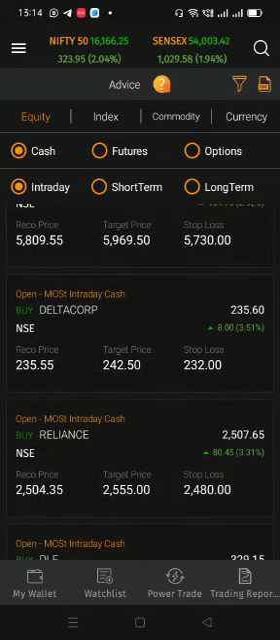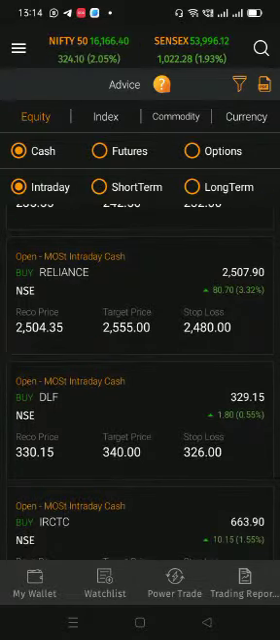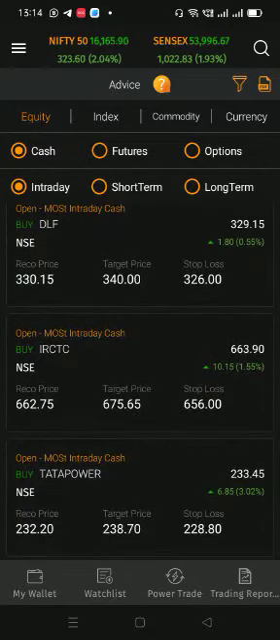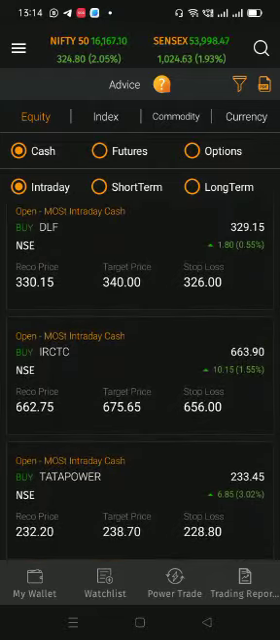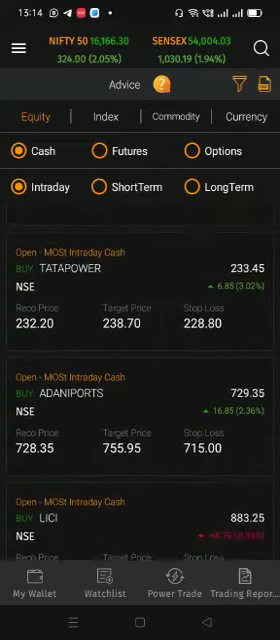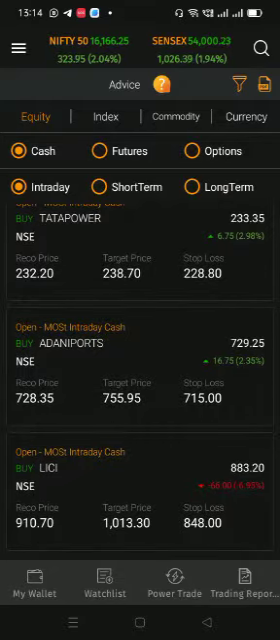Bajaj Finance 5800, target is 5969. This is Delta Corporation, that is 235 to 242. Reliance 2500, 2555. So like this, NSE. DLF 330, target 340. So 10 rupees is margin profit. If you go for 100 shares, you can go for 1000 rupees earning per day. So that you have to understand. 232, 238, go for 100 shares, your profit.